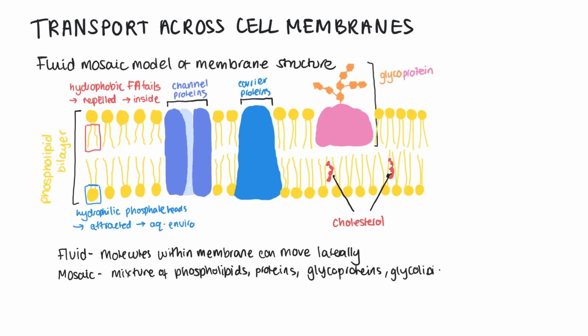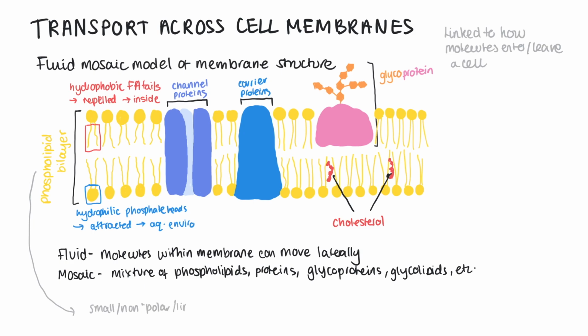The fluid-mosaic model of membrane structure can explain how molecules can enter and leave a cell. So we're going to link each of the components to methods of transport. The phospholipid bilayer allows the movement of non-polar, small or lipid-soluble molecules, for example oxygen, and these move down a concentration gradient. This is simple diffusion. It also restricts the movement of larger or polar molecules.